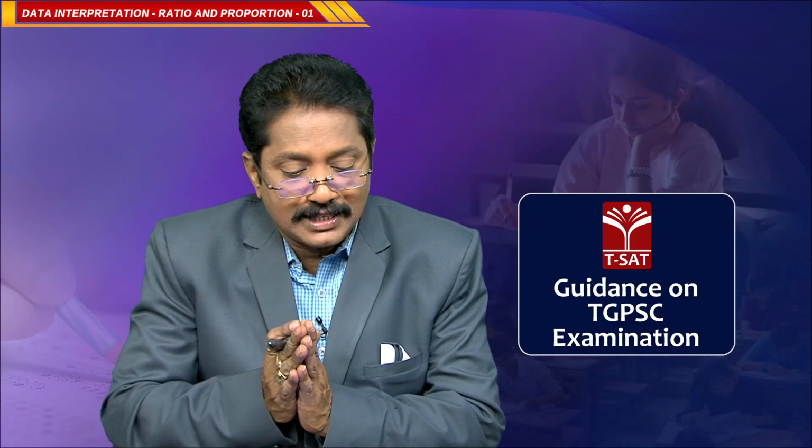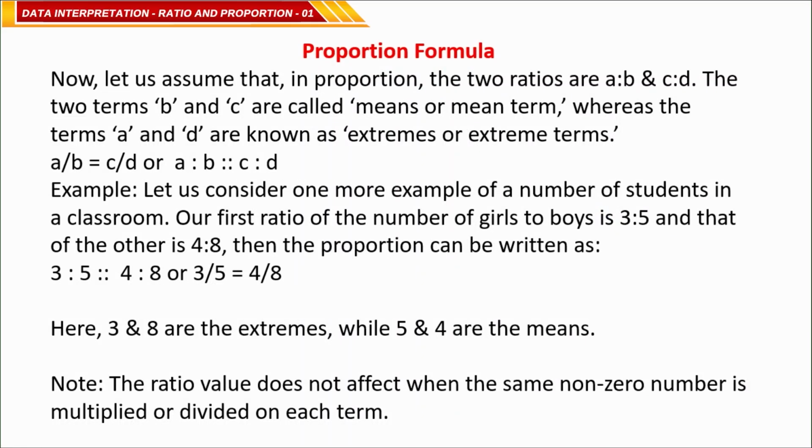Is it clear? Okay. Very important thing, what is the proportion formula? Now, let us assume that there is a proportion of two ratios, that is A is to B is one ratio, C is to D is another ratio. The two terms B and C are called means or mean terms, whereas A and D are known as extremes or extreme terms.